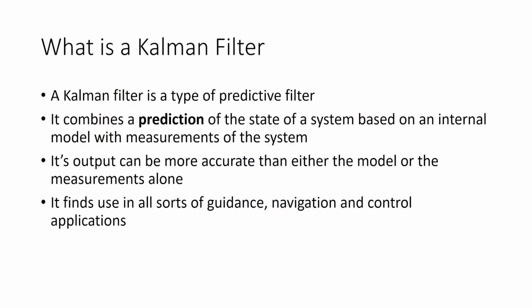We have to start by asking the question, what is a Kalman filter? Well, a Kalman filter is a type of predictive filter. It combines a prediction of the state of a system based on some internal model of the system, and it combines that with measurements of the system taken by sensors like accelerometers and gyros and things like that. The nice thing about the Kalman filter is that its output can be more accurate than either the model or the measurements could be alone.